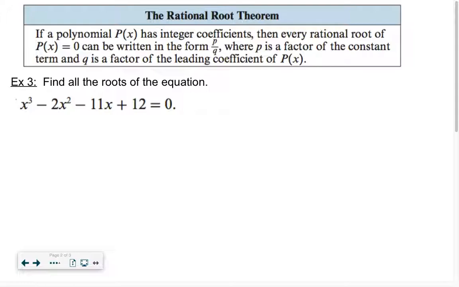A little wordy, am I right? Okay, so let's walk through this first example and I think you'll pick up on the process.